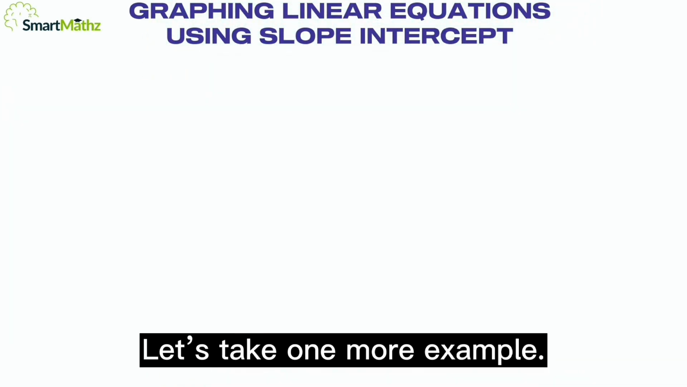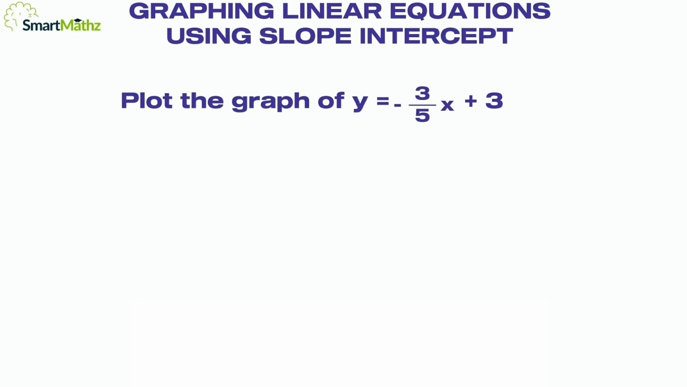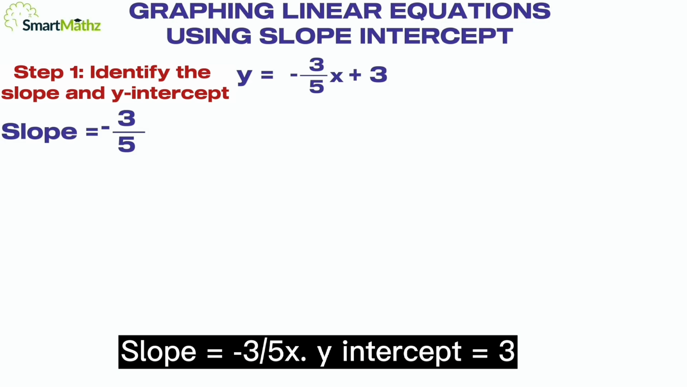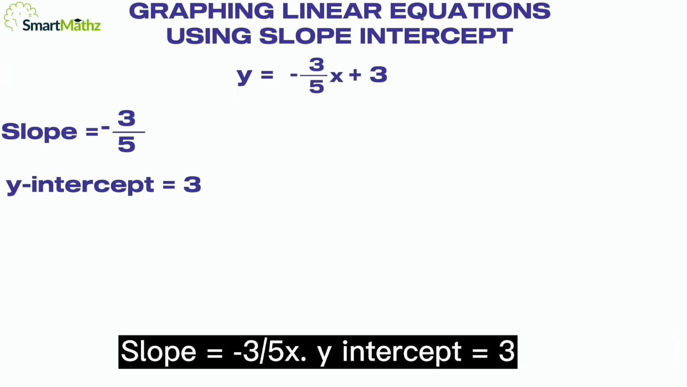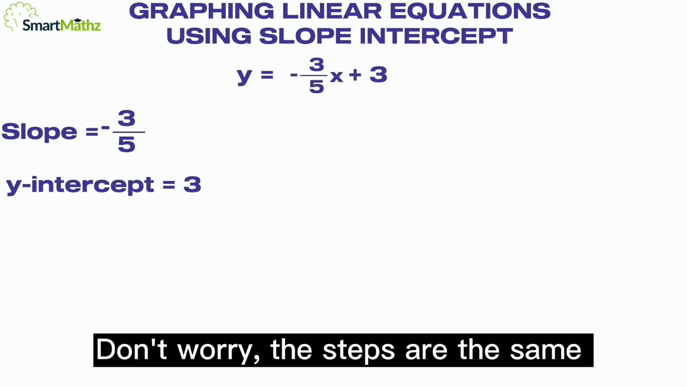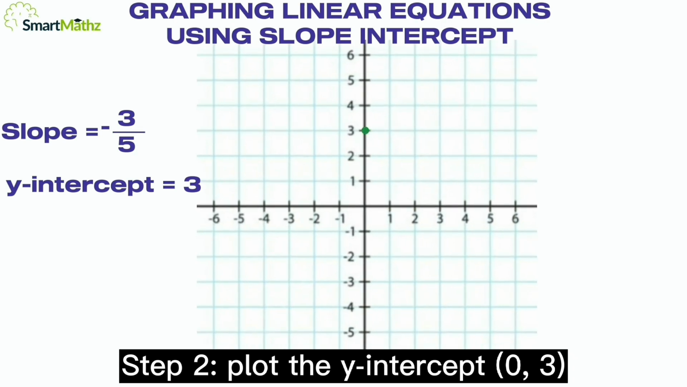Let's take one more example. Plot the graph of y equals minus 3 over 5x plus 3. Step 1. Identify the slope and y-intercept. Slope equals minus 3 over 5, y-intercept equals 3. The slope is negative. Don't worry, the steps are the same. Step 2. Plot the y-intercept (0, 3).